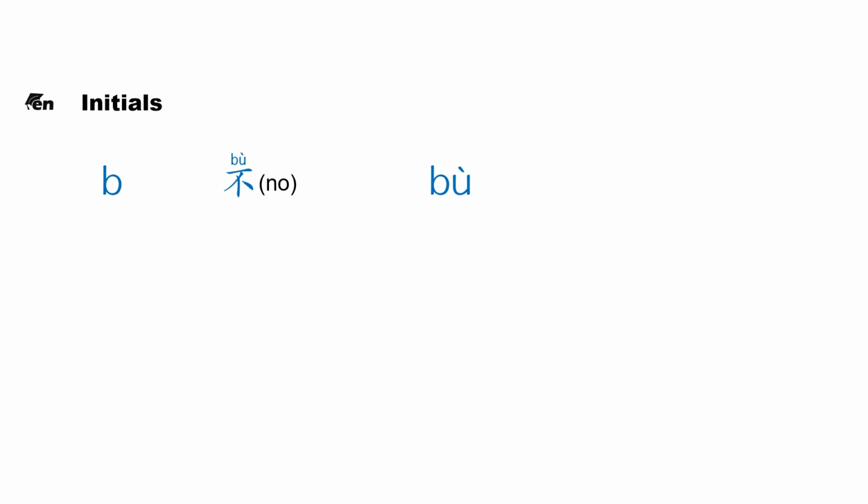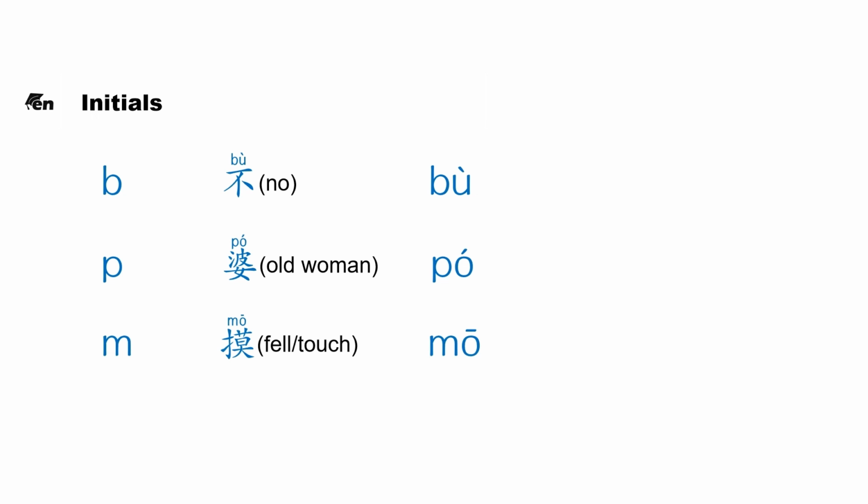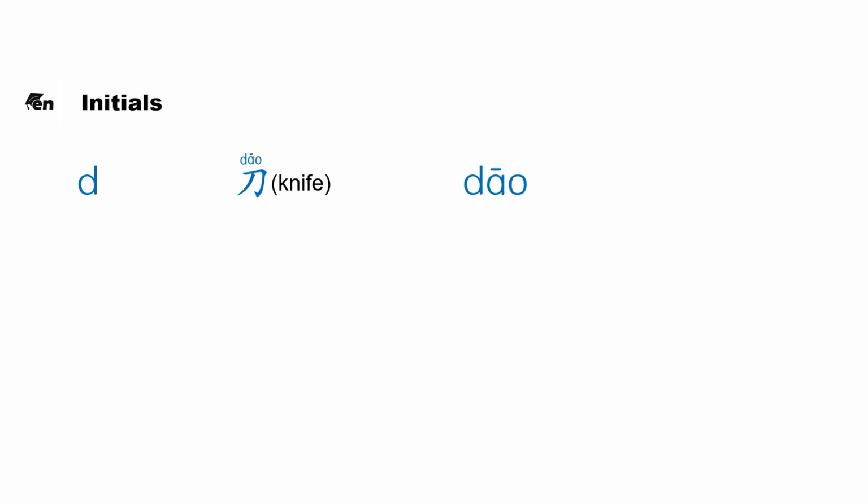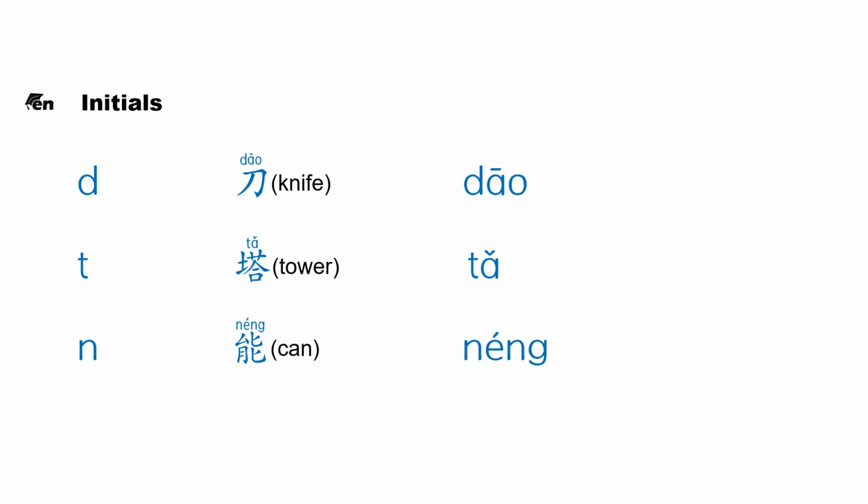In the end, let's read these 8 initials together. Bo, bu, no. Po, po, older woman. Mo, mo, touch. Fo, 反, against. De, dao, knife. Te, 塔, tower. Ne, neng, can. Le, lan, pour.